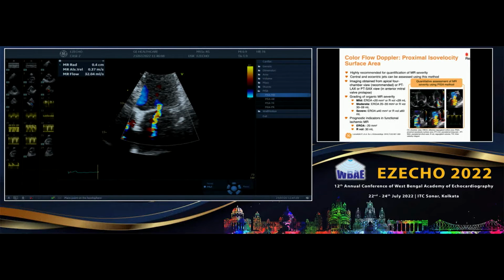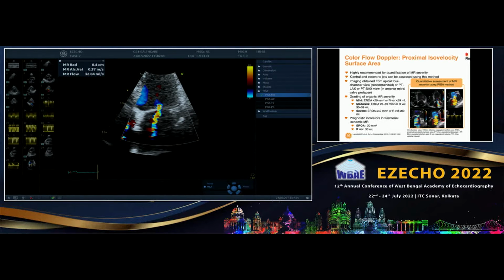So how much is it? 4 millimeter, so 4 millimeter squared is 16, divided by 2 is 8 millimeter squared. 8 millimeter squared means a mild, grade 1 MR, correct? So we know that, provided your Nyquist limit is at around 40, this is not a significant mitral regurgitation. It's a mild.